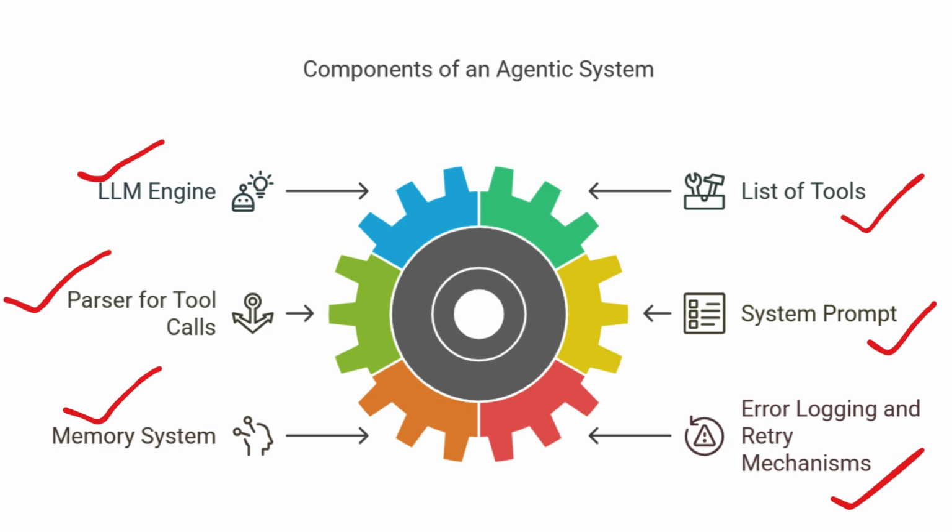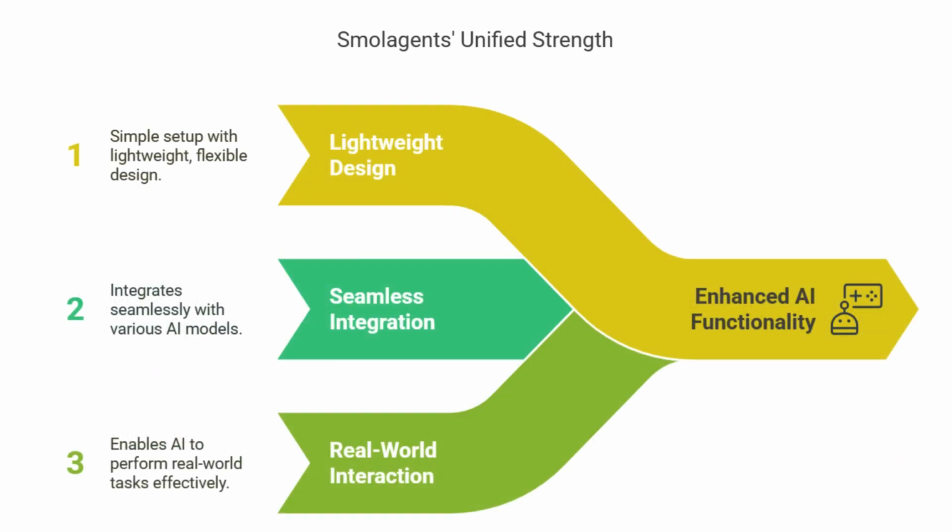Together, they enable the AI to not just generate text, but to think, reason, and take meaningful actions in a structured way. We'll now take a closer look at Smolagents, a lightweight agentic framework that simplifies AI development while still offering these powerful capabilities. So, what is Smolagents? At its core, Smolagents is a simple yet powerful framework designed to create AI agents with minimal complexity.